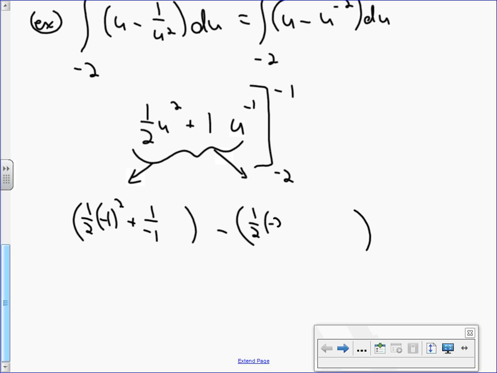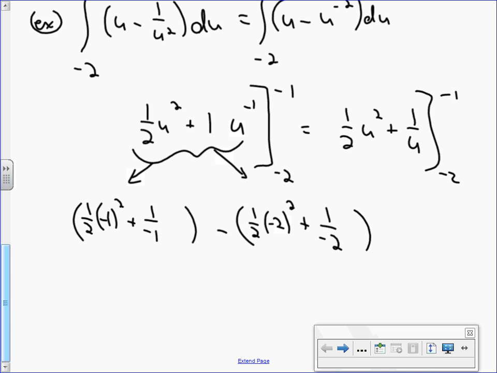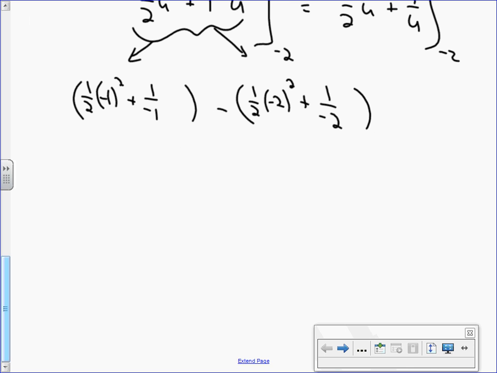1/2 times -2 squared plus 1 over -2. So I changed it. I guess I should have written this down in here: plus 1 over u, -2 to -1. That would be a little bit better. And I know you're going to want to pull your calculators out, but keep practicing these little bits of fraction arithmetic. They're just going to make you better at your fraction arithmetic.